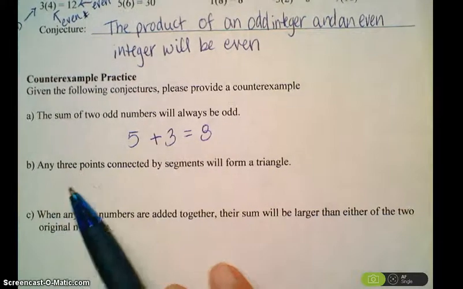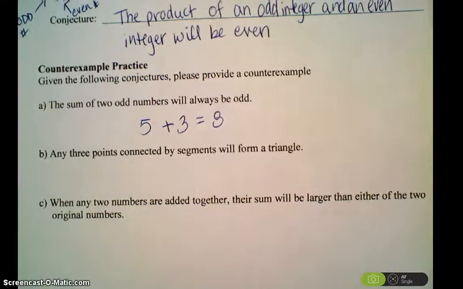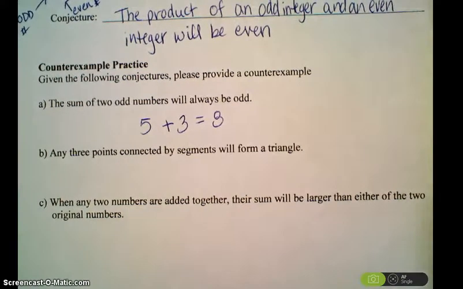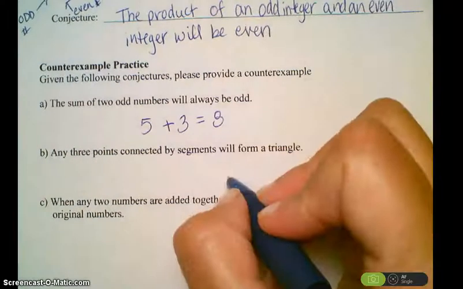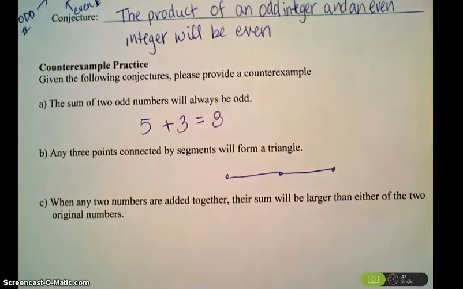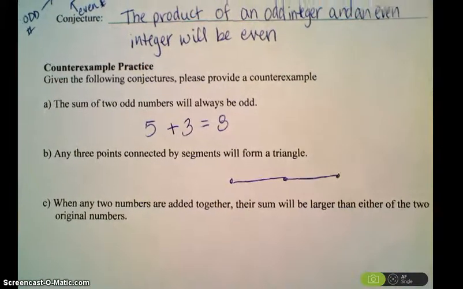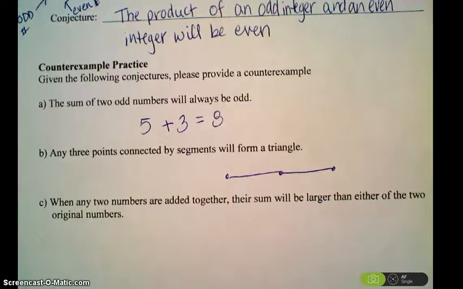Next conjecture: any 3 points connected by segments will form a triangle. Can you think of a picture that will prove this false? Stop the video. You're back. Did you come up with 3 collinear points? They do not form a triangle when you join them together with segments.